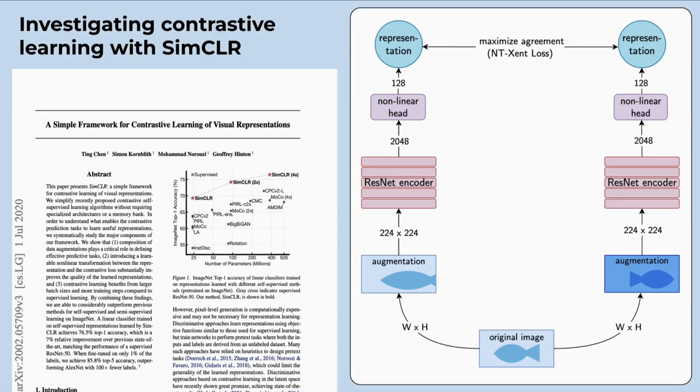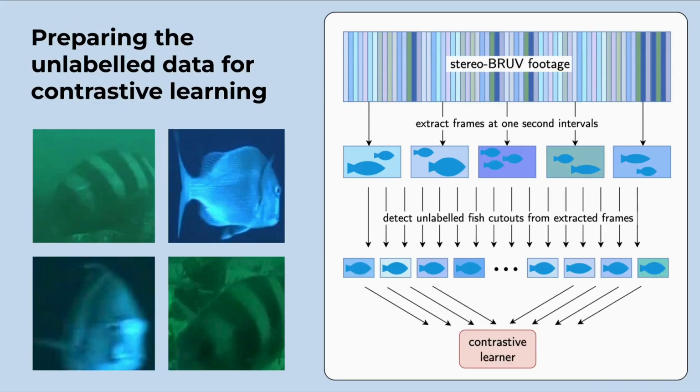I decided to investigate a contrastive learning solution using Google's SimCLR framework. Contrastive learning is a type of self-supervised deep learning, meaning that models are taught to learn useful features through unlabeled rather than labeled data. To use this framework, I had to collect a large unlabeled dataset. I sampled frames from the SAIAB footage at 1-second intervals, and used the detector to extract cutouts of fish specimens.